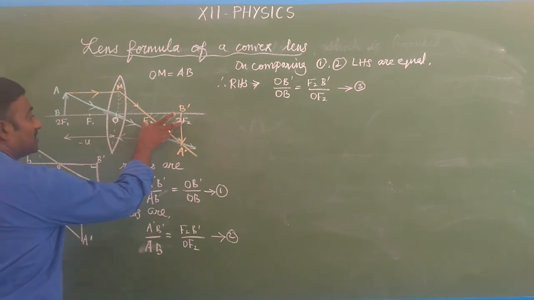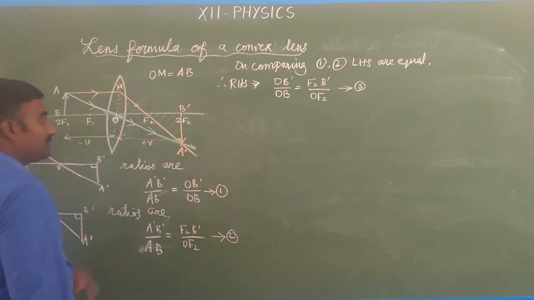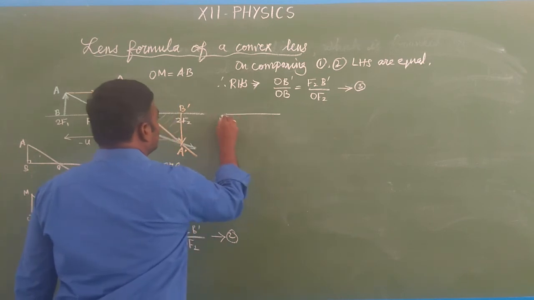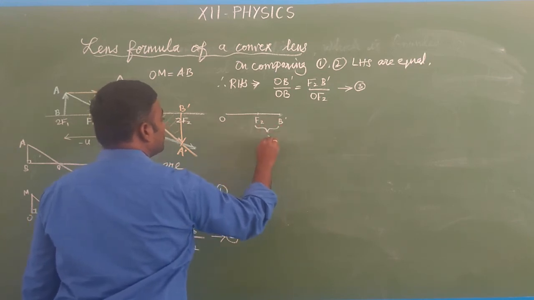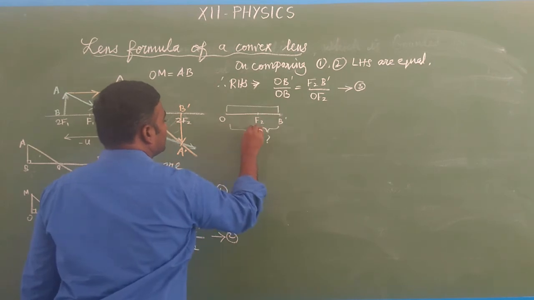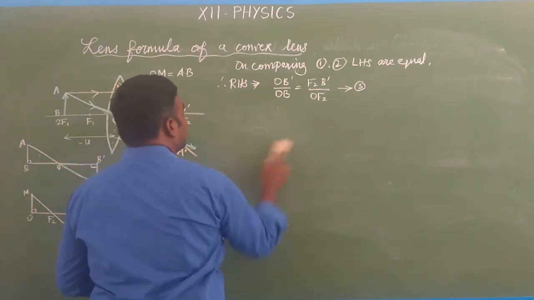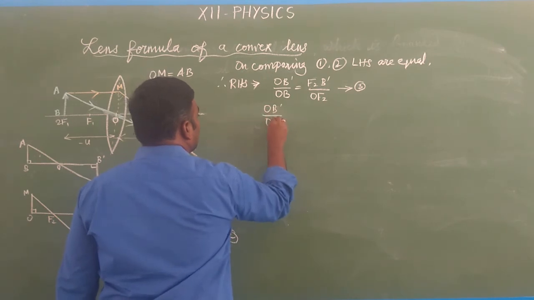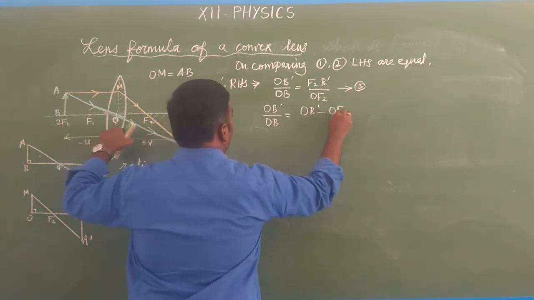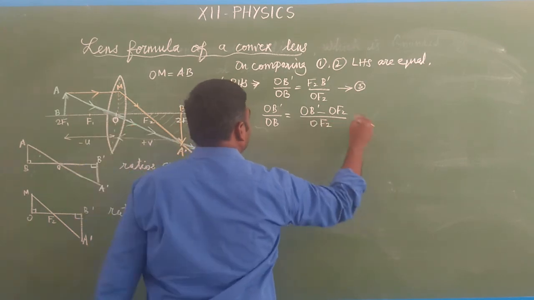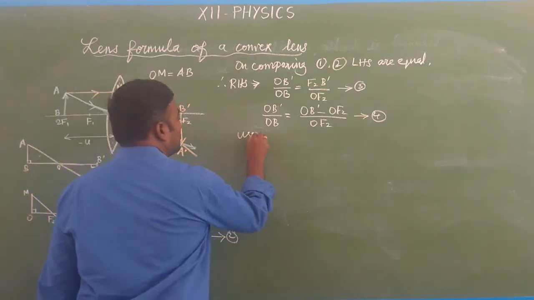F2B dash is nothing but, from OB dash, if you subtract OF2, then it is equal to F2B dash. I repeat once again. This is O, this is F2, and this is B dash. We need F2B dash, which means from the total length, if you subtract this length, you will get this value. Instead of F2B dash, you can write OB dash by OB is equal to OB dash minus OF2 divided by OF2. So this is equation number 4. In this equation, you substitute the values using sign conventions in the above relations.